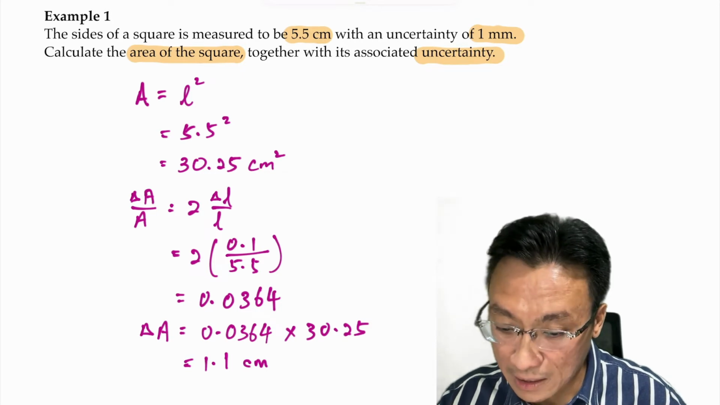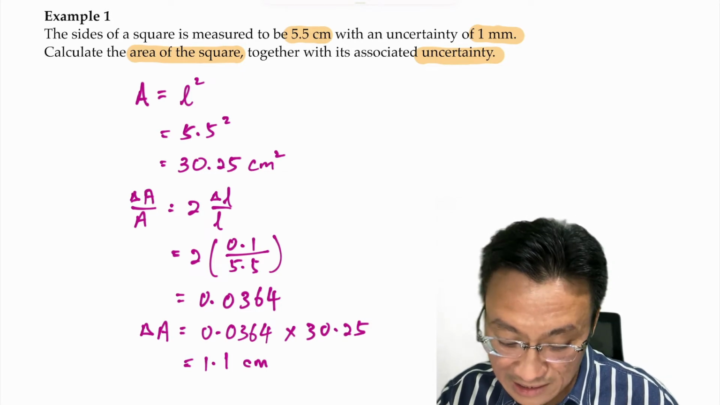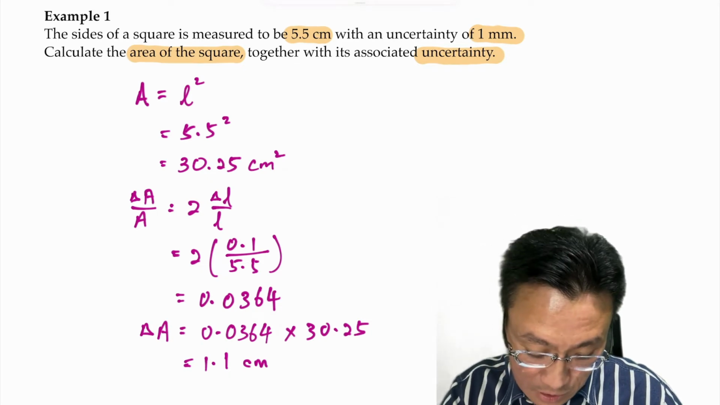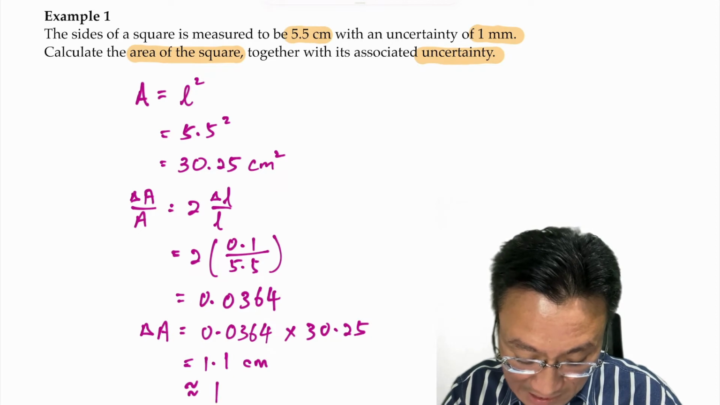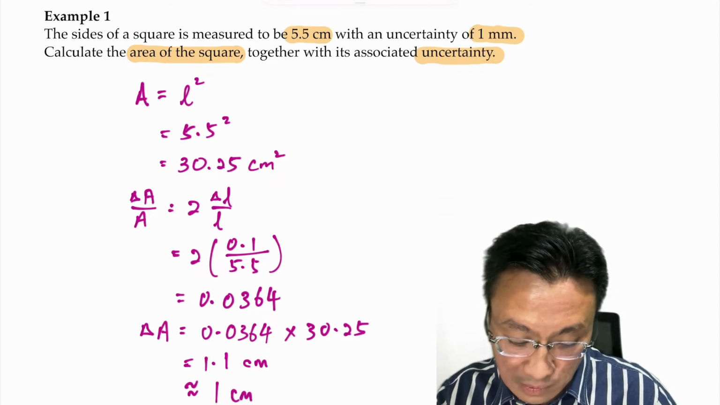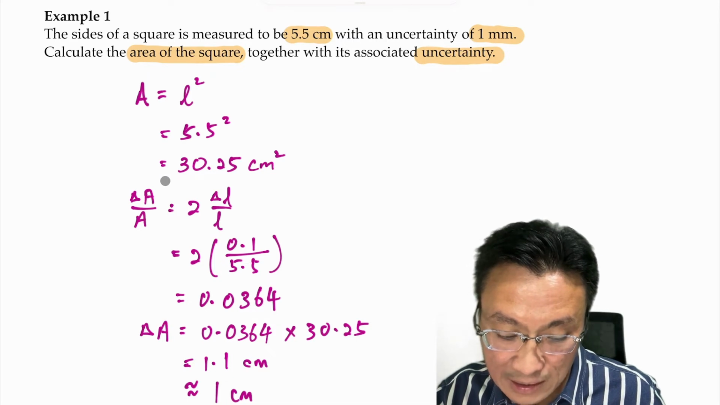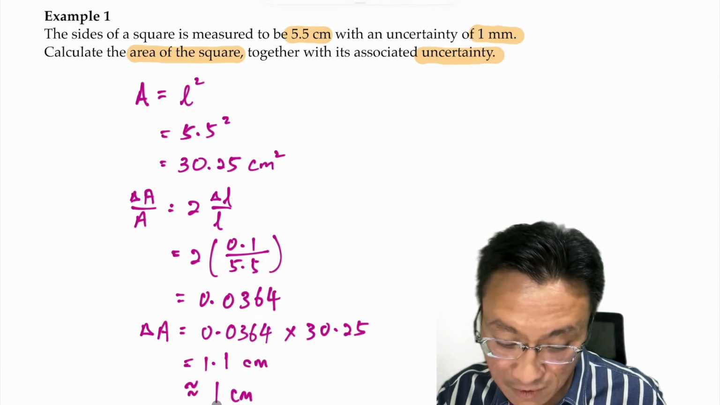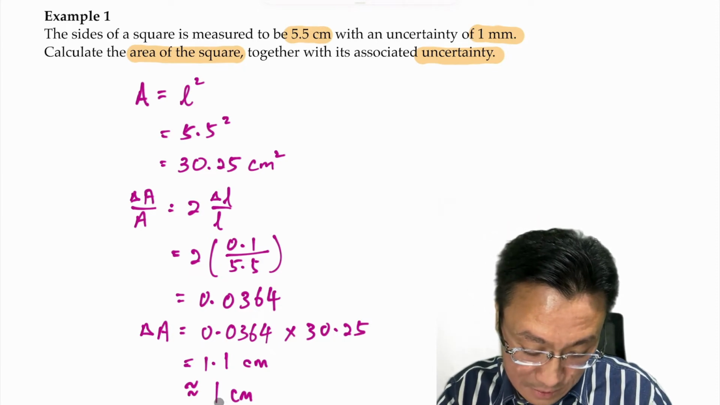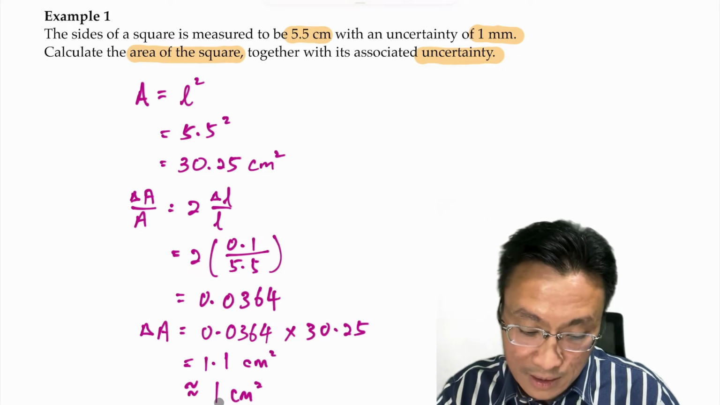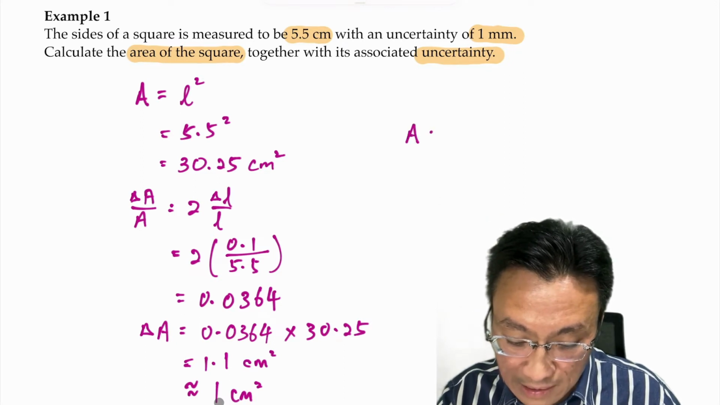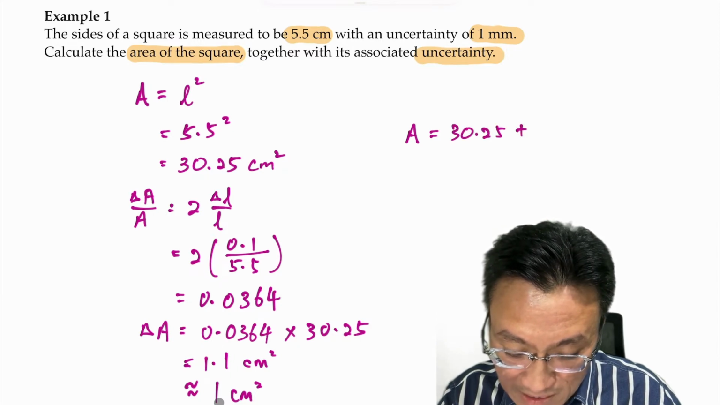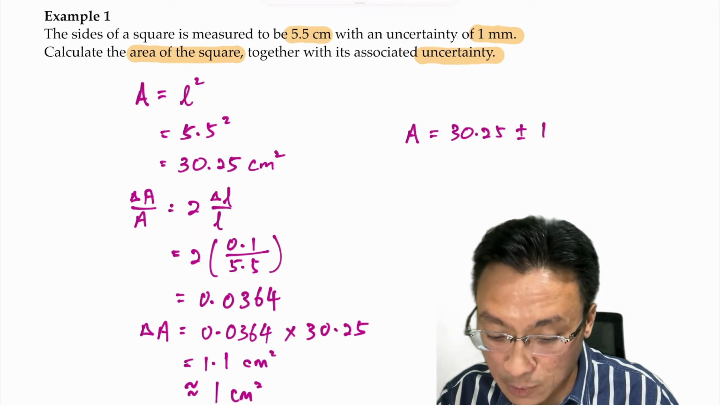And there is something else regarding uncertainty, which is that you should always express it to one significant figure. So here I'll round it off to 1 centimeter. Right. So now I have the area 30.25 and the absolute uncertainty of 1 cm square. Sorry, there's a square here I missed. So if I were to write down the area, it will be 30.25 plus minus 1 cm square.